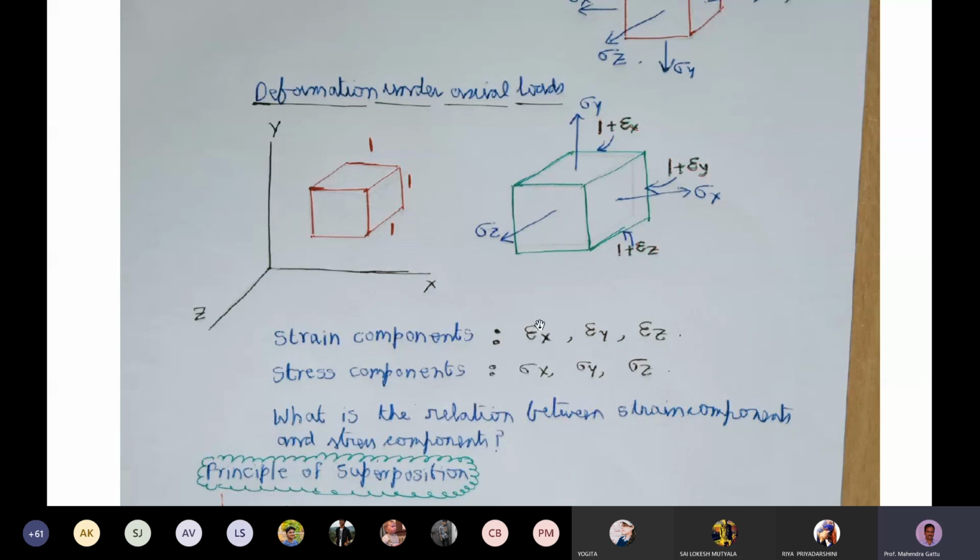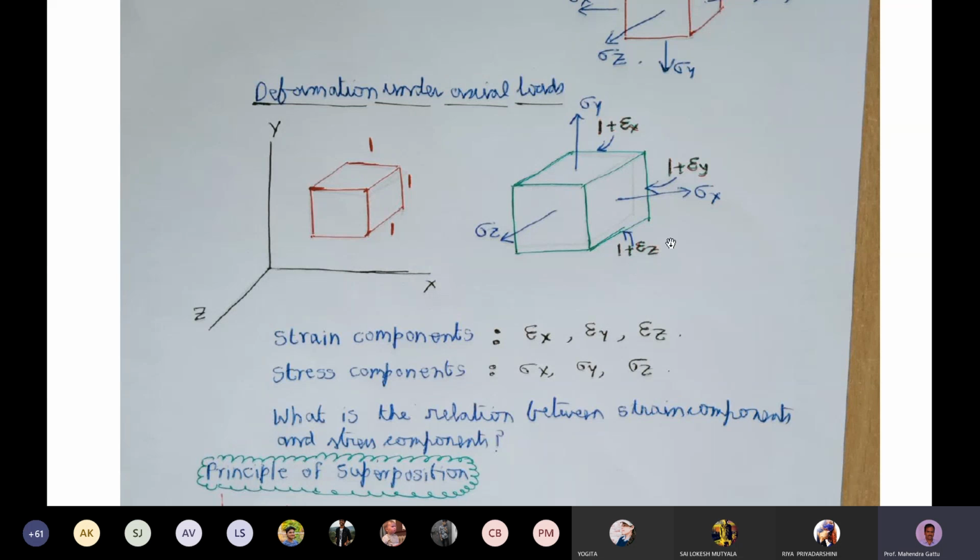So the strain elongation will be epsilon x, so the total length will become 1 plus epsilon x. So this length is now 1 plus epsilon x. And similarly along y, the initial length is 1, so we multiply by epsilon y to get the elongation. So epsilon y is the elongation, and the total length will be 1 plus epsilon y. And similarly, this length along z will be 1 plus epsilon z. So this is the deformed stress element.